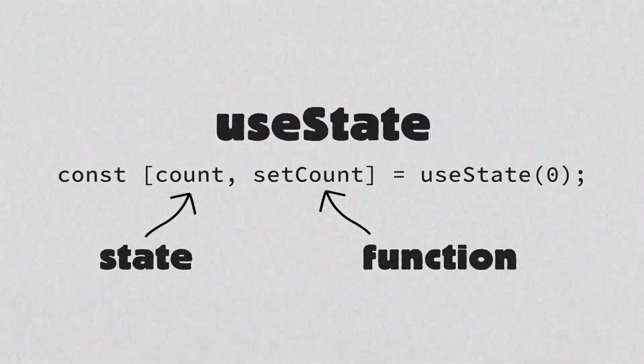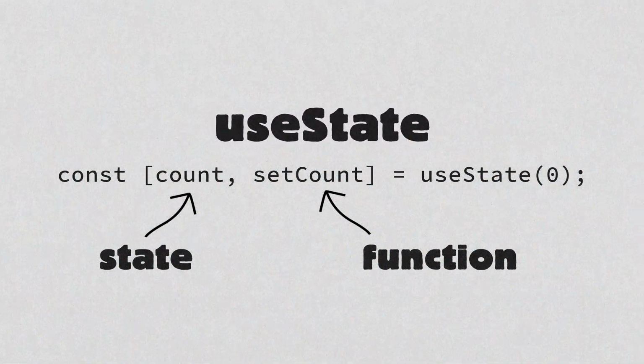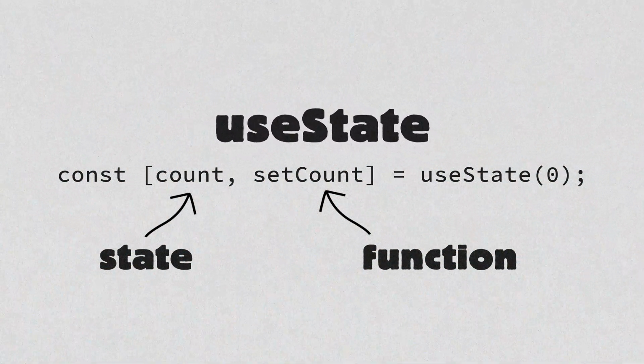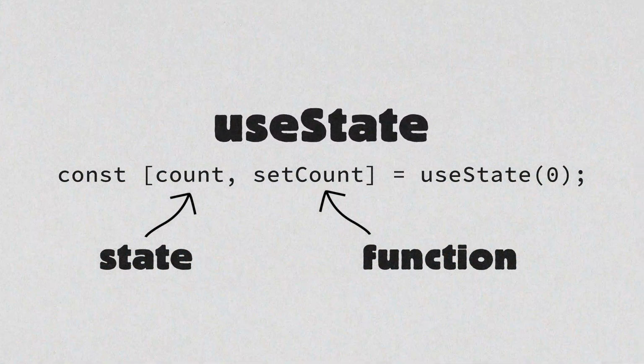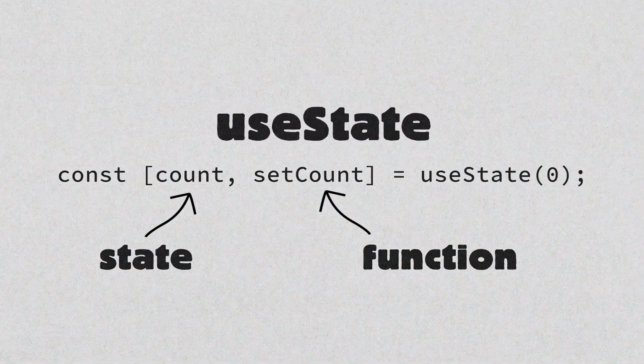The useState hook is a powerful addition to React. Introduced in version 16.8, it allows you to manage state within functional components without the need for class-based components. State is like a memory for your components, enabling them to remember values between renders.